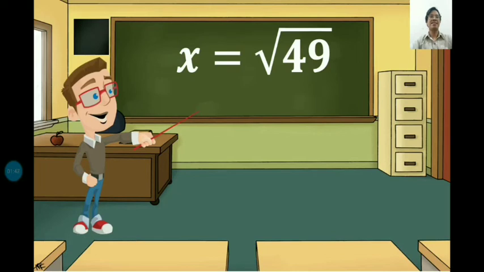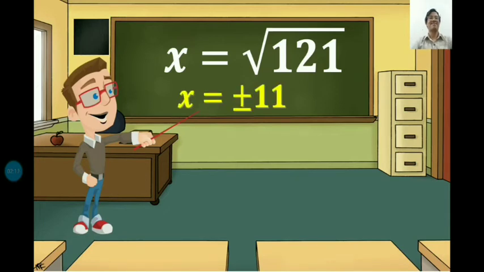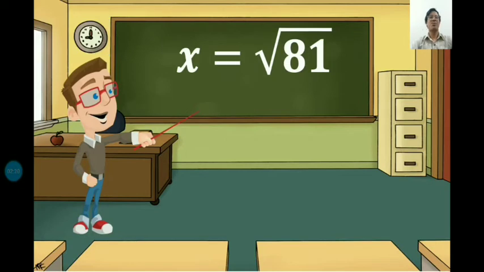So the answer is x equals positive and negative 7. Another. 10 seconds start now. Okay, so the correct answer is yes. Square root of 121 is positive and negative 11. You got it. Next, what about x equals square root of 81?